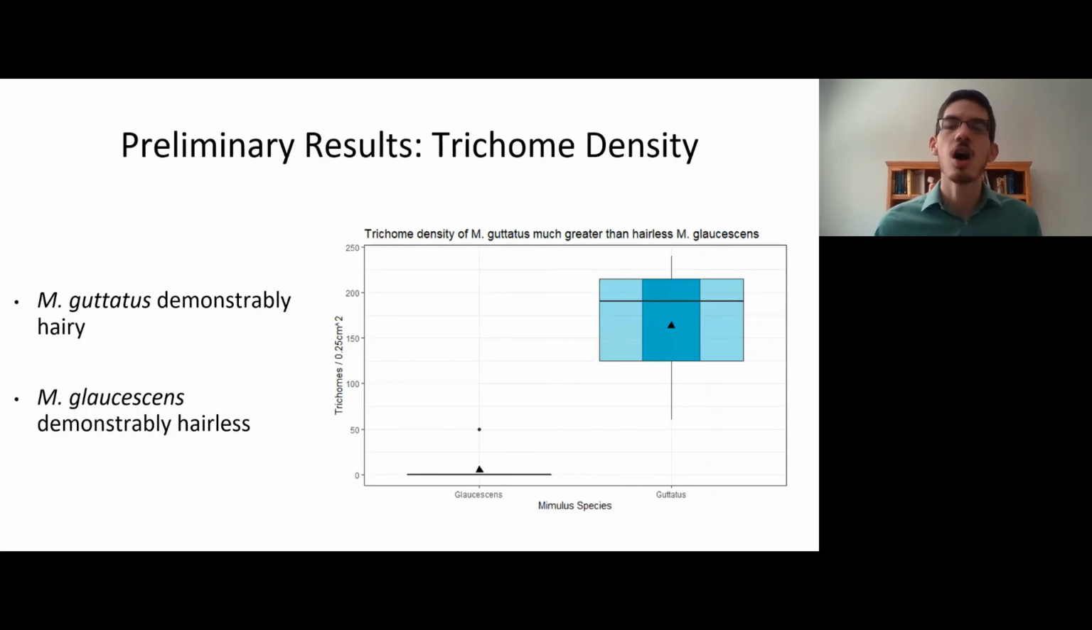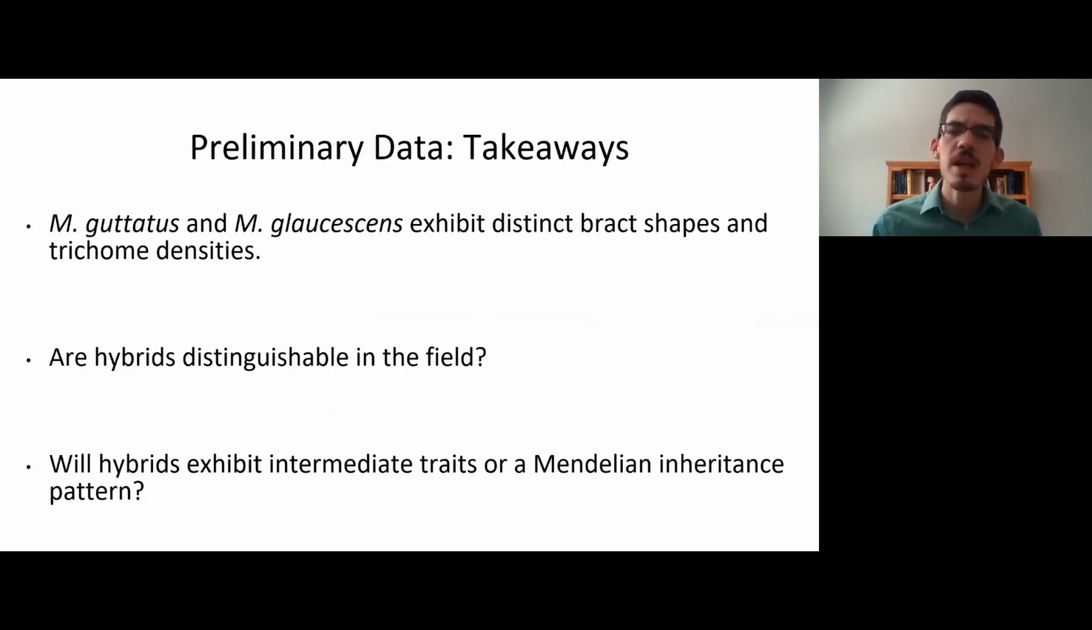Mimulus guttatus are very hairy as expected. Mimulus glaucescens are almost always entirely bald. So there are still some takeaways and some ambiguities here from the data that I have. They do exhibit distinct shapes and distinct hairiness between these two species, but would I be able to notice that in the field? And that's where things get a little tricky. Unless I've got a field microscope or magnifying glass, it's going to be hard to tell how hairy something is.